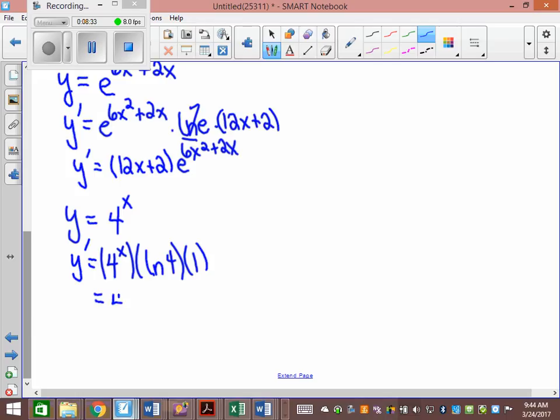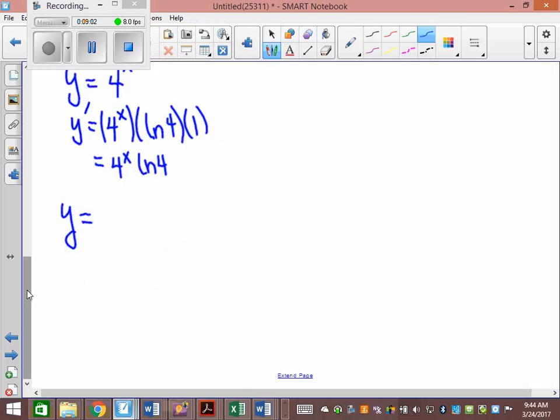At any point in time for this, would I need a calculator? No. Because you always multiply by the derivative of the exponent at the very end. So you rewrite it, ln of the base times the derivative of the exponent. Every single time. Okay.